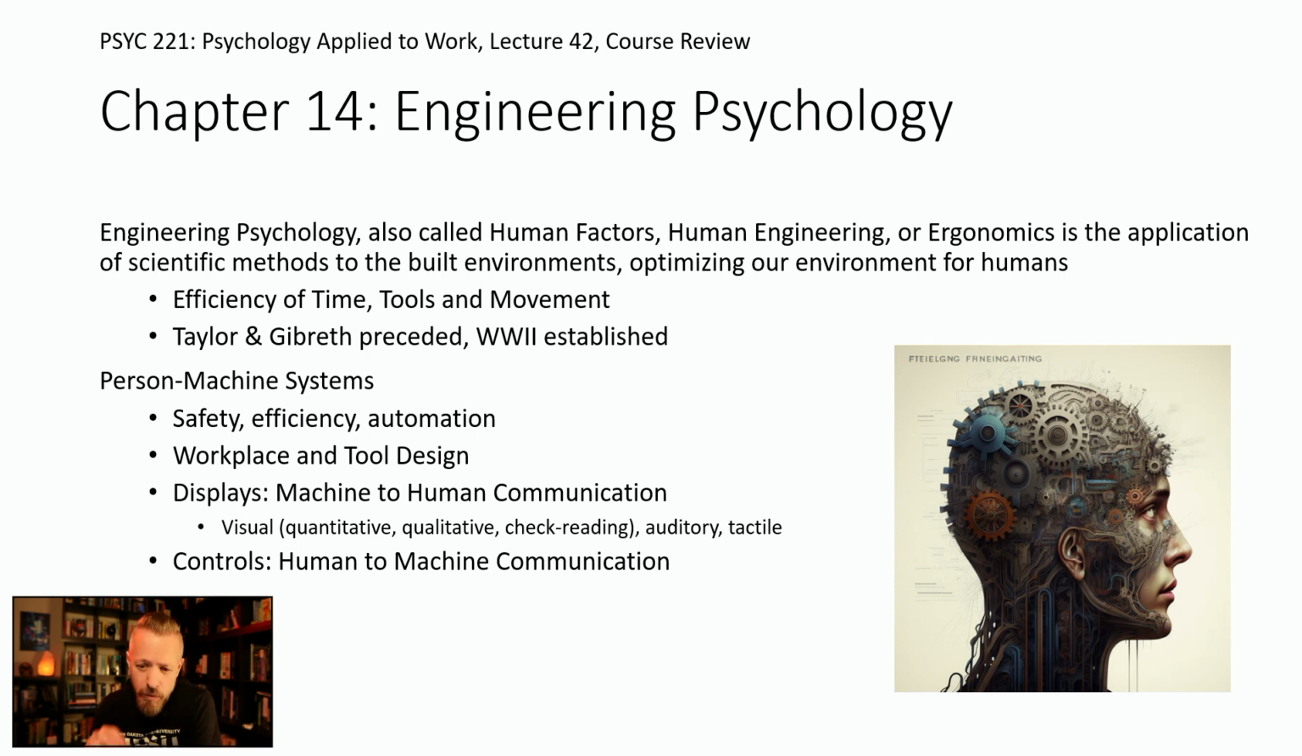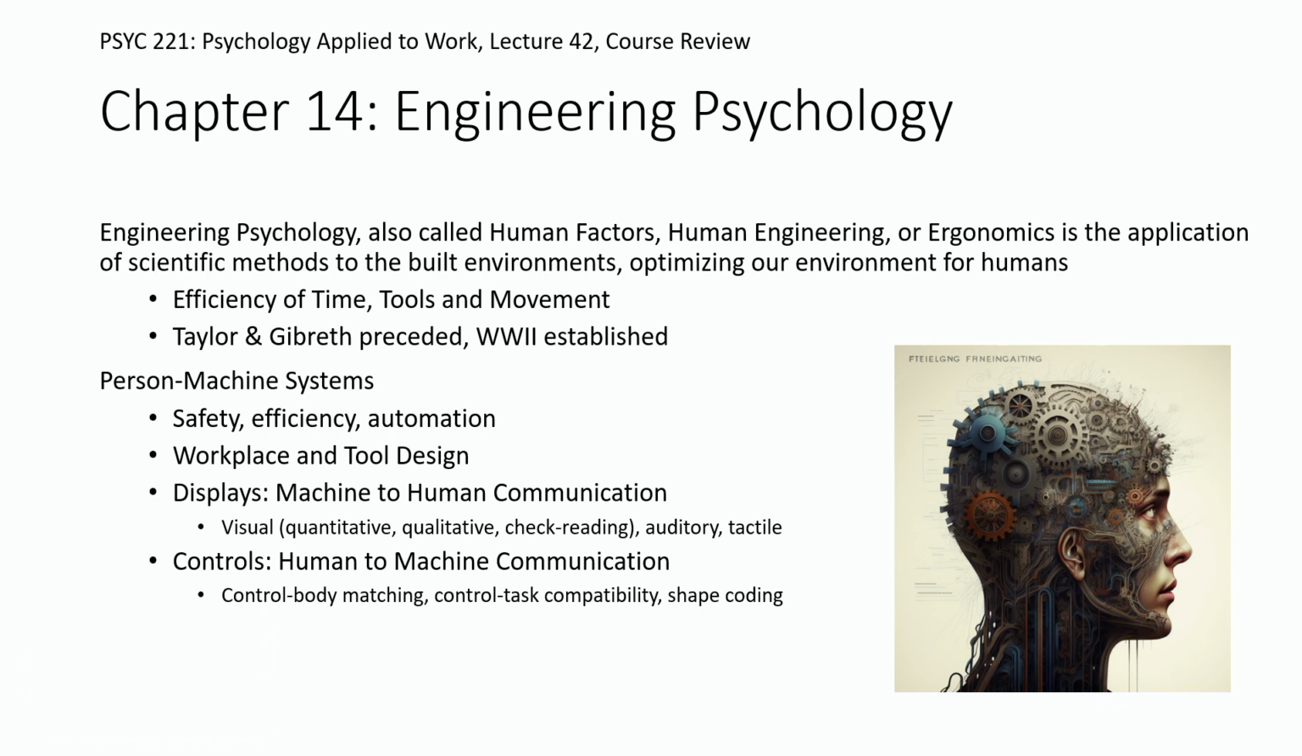And a control is really the other way in a human-machine interaction, in an HMI, in a person-machine system. It's whenever the human is giving information to the machine in order to make something happen. That's a control function. And control body matching matters. Control task compatibility matters. There's a thing called shape coding, where the certain shape of a control can imply what it's supposed to do.